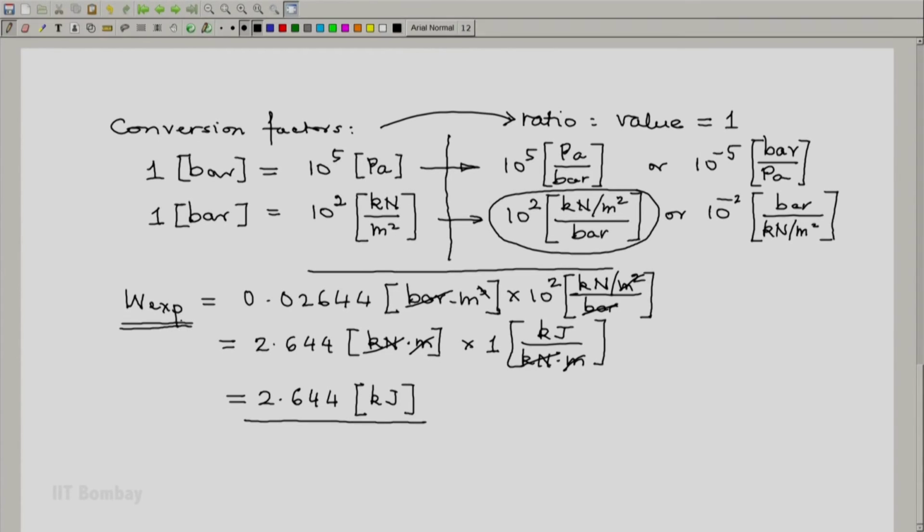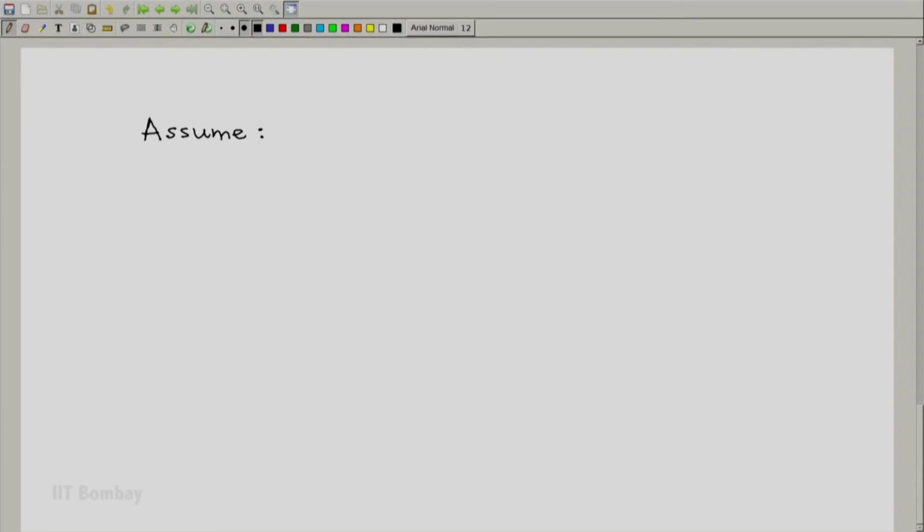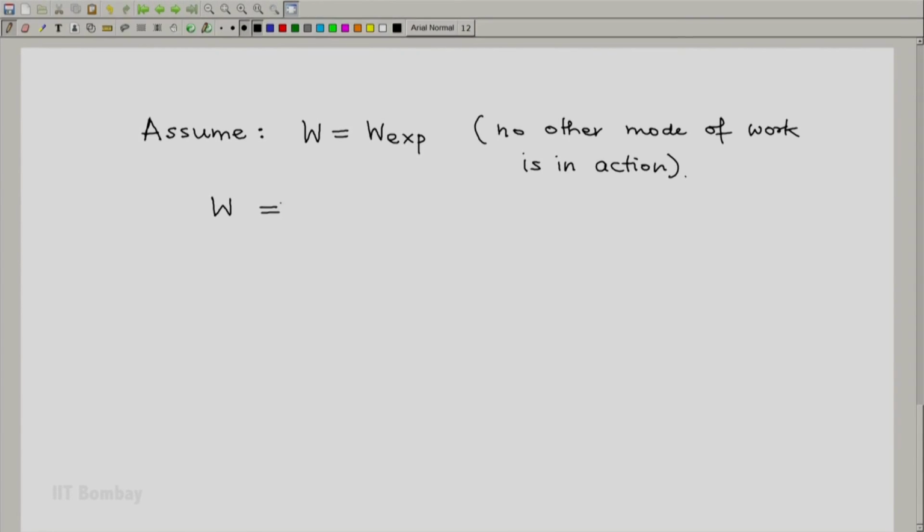Now, is the exercise over? No, because all that we have done is determine W expansion. What we have to do is determine the work done by the system, which is the gas. Now, here what we say is we assume, because there is no other hint, that the net work done or the total work done is the expansion work. There is no other mode of work in action. This is an assumption, and hence we can say finally that the work done by the gas, which is our system, is 2.644 kilojoule. This is the final answer.